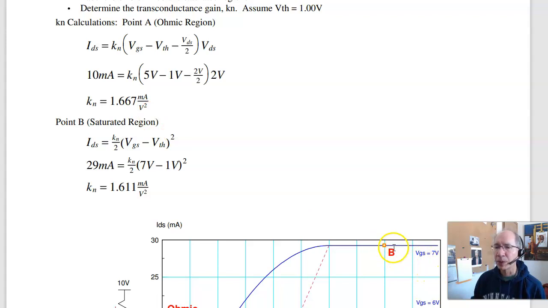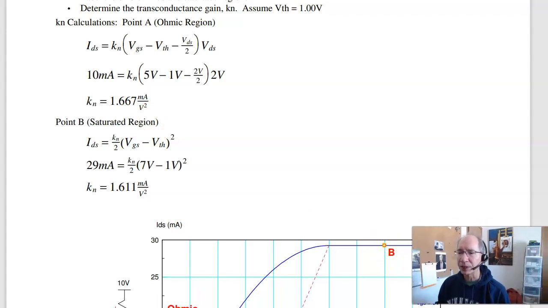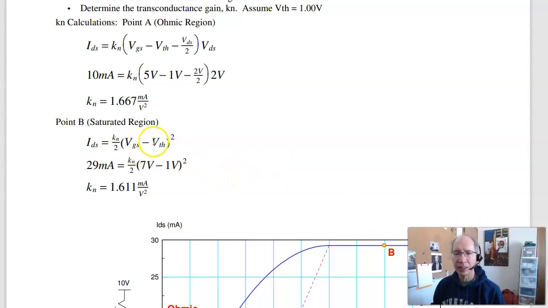If I pick point B, that's the saturated region, I then use the saturated equation. I know I sub DS, I know VGS and V threshold. Calculate, and I should get the same answer. They're different just because I can't read the graph to 7 decimal places, but they should be pretty close.